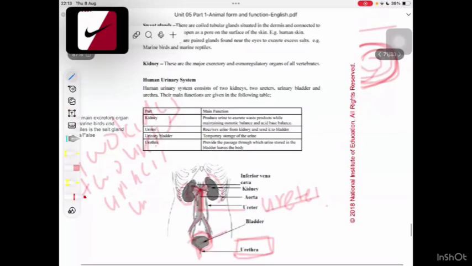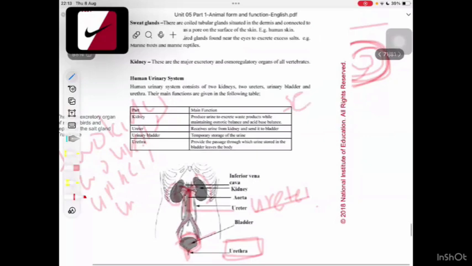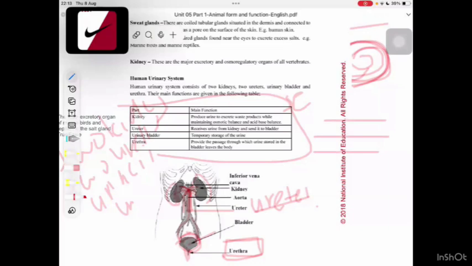So let's go through the functions. This table is an SCQ point. They will ask you what is the main function of the kidney, then you should write in SCQs. They're very strict, they're looking for the exact wording, so make sure you write the exact wording. What does the kidney do? They produce urine to excrete waste products while maintaining osmotic balance and acid-base balance. So that is the function of kidney.